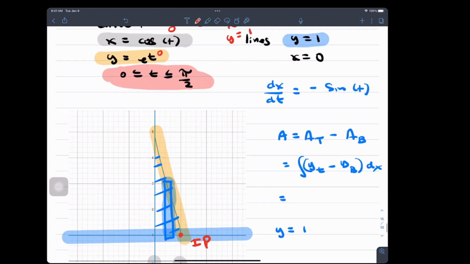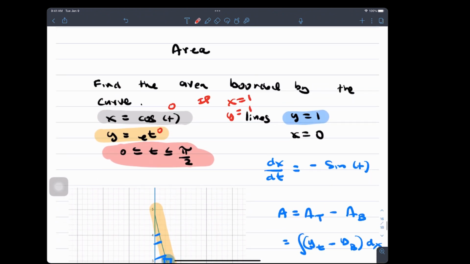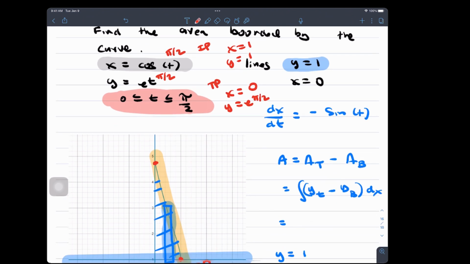Now let t be pi over 2. Let's find the terminal point. What's your x coordinate? What's cosine of pi over 2? Cosine 90 degrees is what? Your x value now is 0. Your y value is e to the pi over 2. So you say, where is that? That's right up here. So here's my terminal point, ladies and gentlemen.